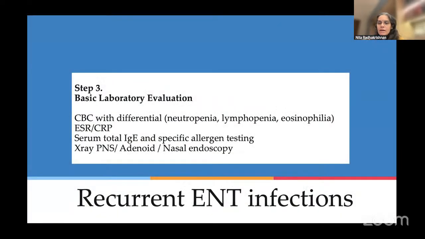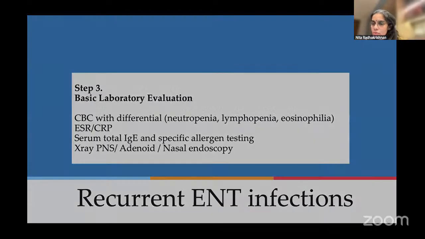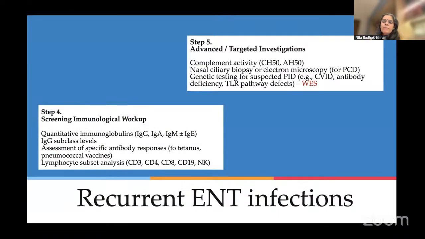At the basic evaluation step, you'll be doing a CBC, immunoglobulin profile, and even for the other ENT causes, you may have to do the allergen testing, you may have to get an ENT specialist to look at paranasal sinus, even an endoscopy at times may be required. From an immune deficiency standpoint, immunoglobulin profile and sometimes even subclass levels may be required.